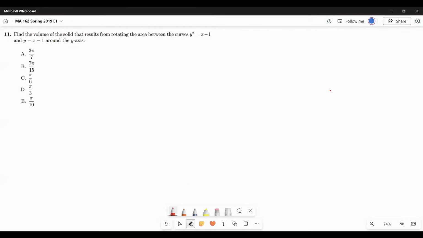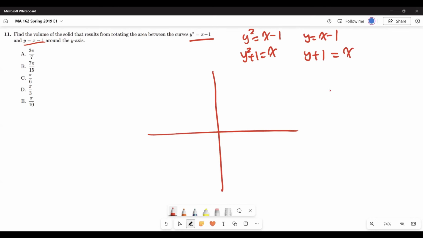Okay, so this question asks to find the volume of the solid that results from rotating the area between the curves y squared equals x minus 1 and y equals x minus 1. You can write this as y squared plus 1 equals x and y plus 1 equals x. And let's draw it now. You can draw it as y squared plus 1 like this and y plus 1 like this.